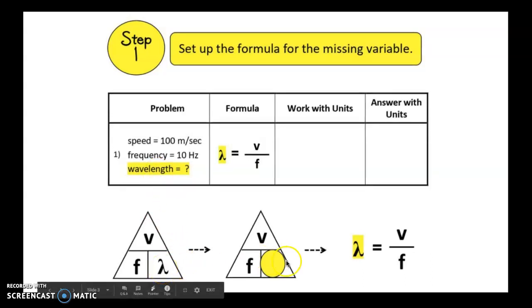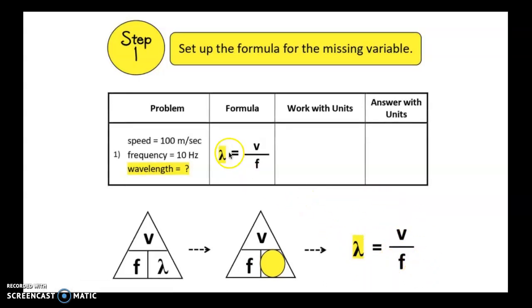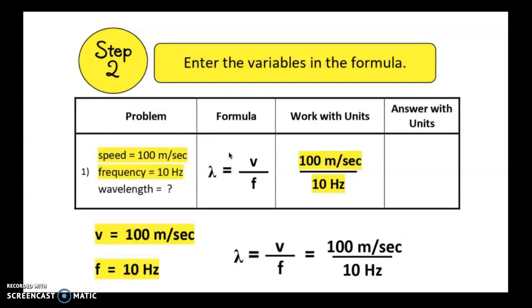So the next step is to just cover up whatever it is you're solving for, in this case lambda, and what you're left with is your equation. So it tells us that lambda equals v over f. Lambda equals speed over frequency. So we take this and we toss it up here. This is our formula for this problem. And then our next step is to, of course, show our work and include units.